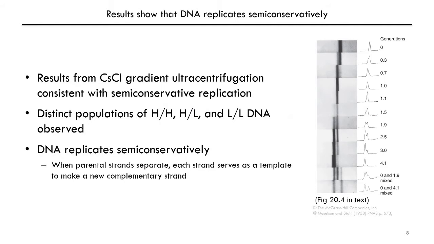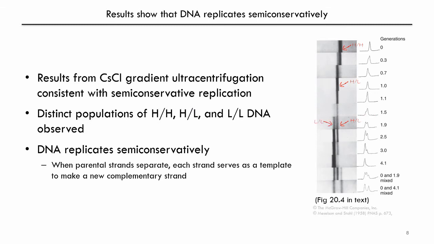At generation 0, before any replication of DNA with light nitrogen, there is a single band corresponding to DNA with 2 heavy strands. At generation 1, after one doubling, there is a single band at a less dense position corresponding to DNA with 1 heavy strand and 1 light strand. At generation 2, after a second doubling, there are 2 distinct bands at different densities, one corresponding to DNA with 1 heavy strand and 1 light strand, and one to DNA with 2 light strands.